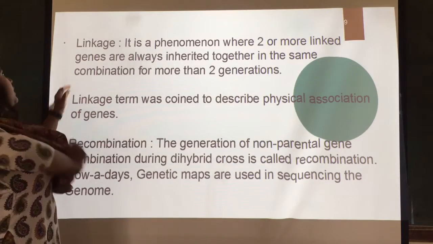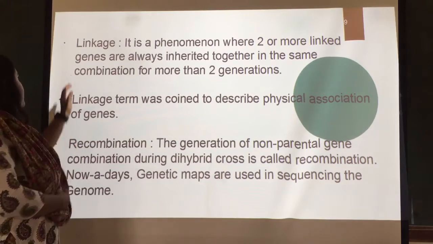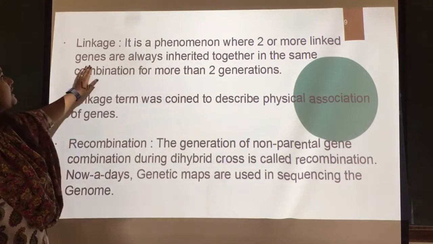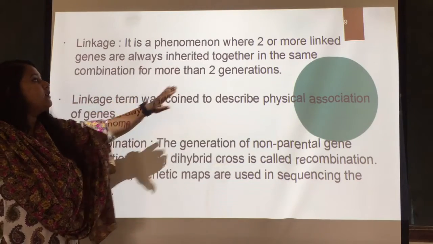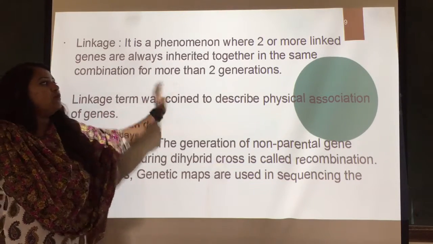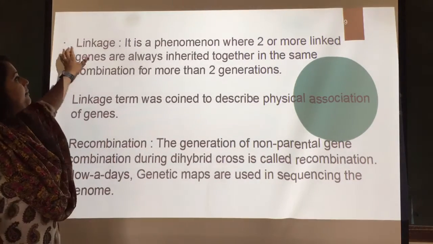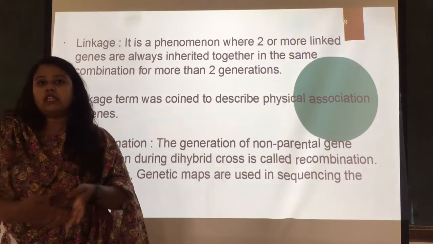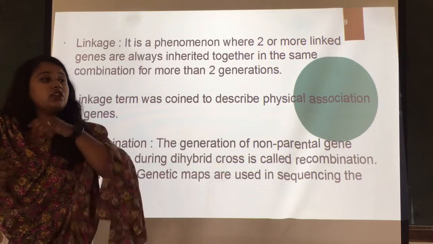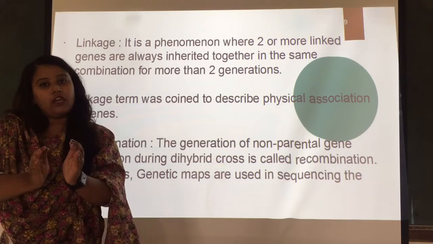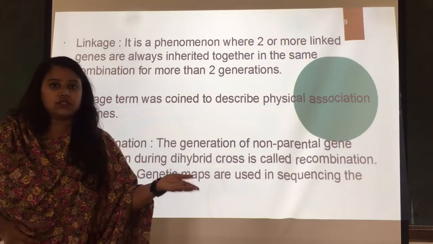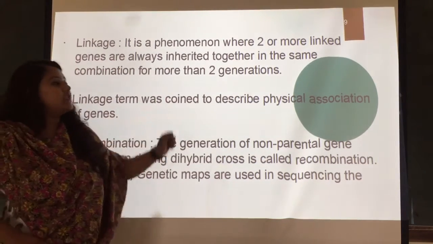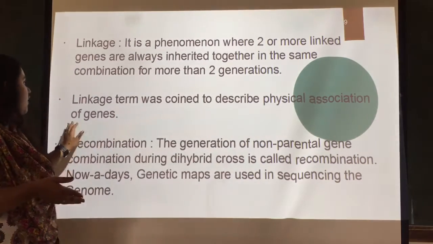Okay. So the linkage and recombination, right? Linkage means it is a phenomenon where two or more linked genes are always inherited together in the same combination for more than 2 generations, right? So what happens? Two linked genes are always inherited together for 2 generations. That means from one generation it is passing continuously in that particular pair for other 2 generations, and that is what linkage is. The linkage term was coined to describe the physical association of genes.